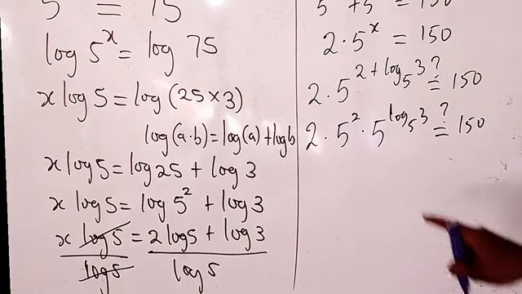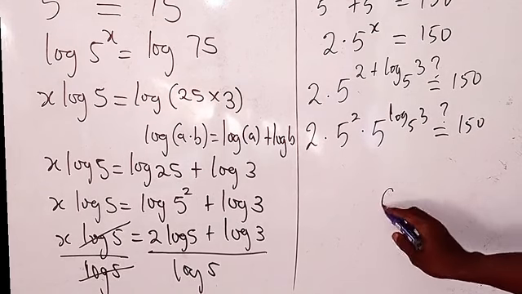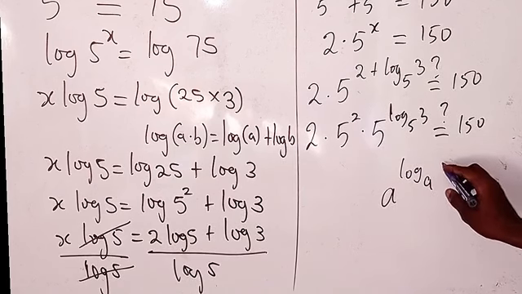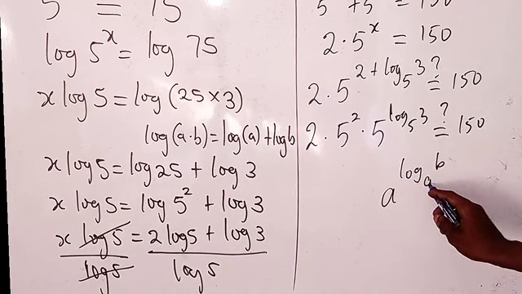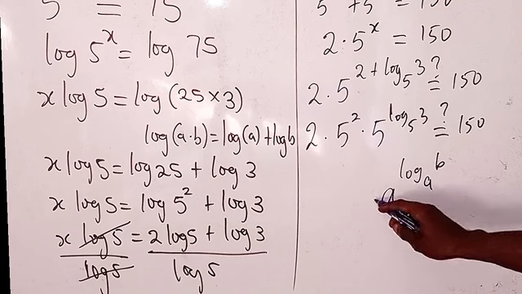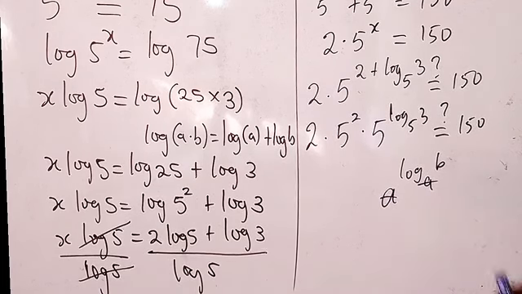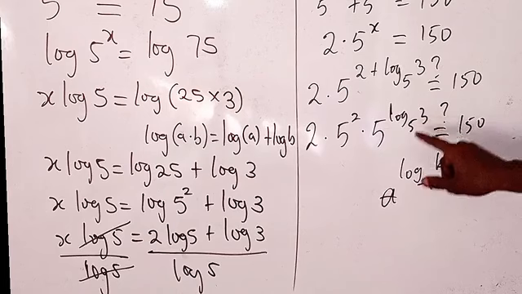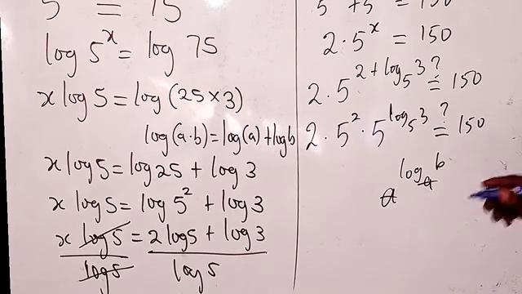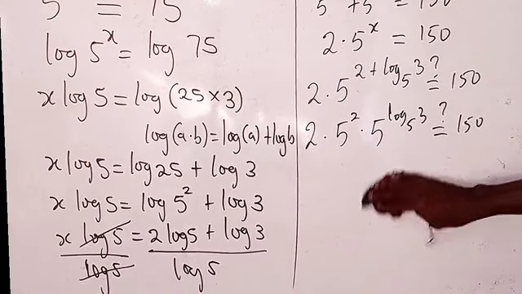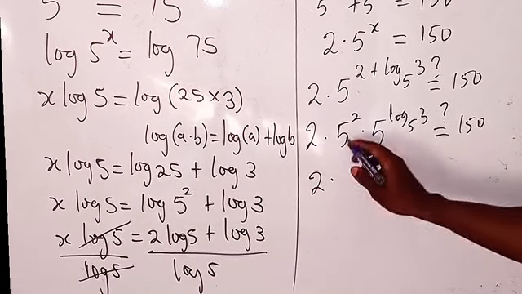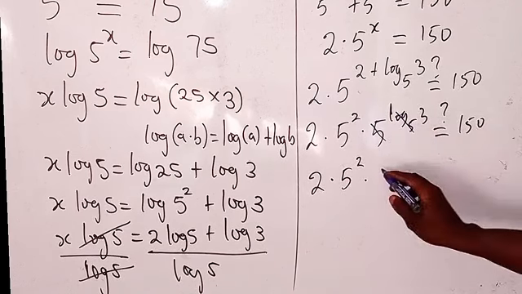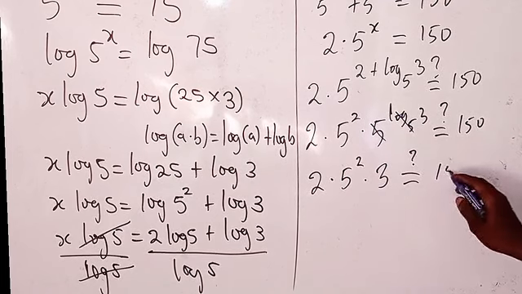Now there's another thing that I want to tell you here. If you have a base a and the power to be logarithm with respect to base a, and you have b here, since this is the base for this logarithm and this is the base here, we cancel this. The answer is going to be b. So when you look at this here, you can see we have 5 to the power of log base 5 of 3. So we cancel the base 5, that is what we're going to do. So you're going to see we have 2 multiplied by 5 to the power of 2 multiplied by 3. Is this going to give us 150?